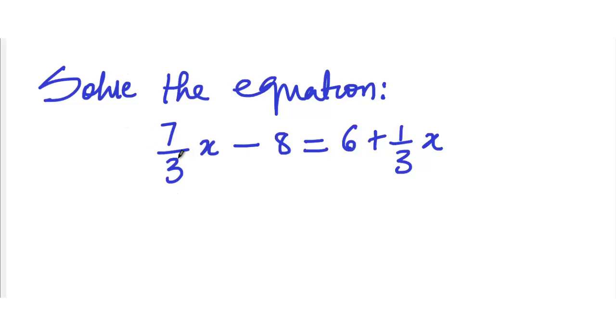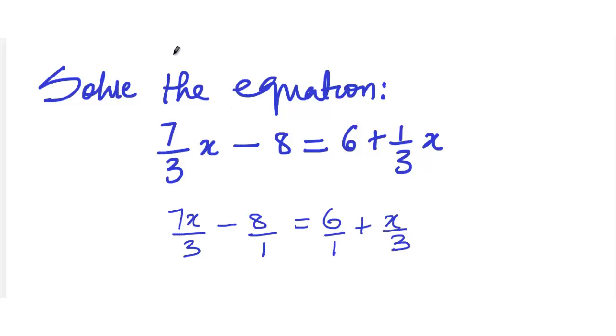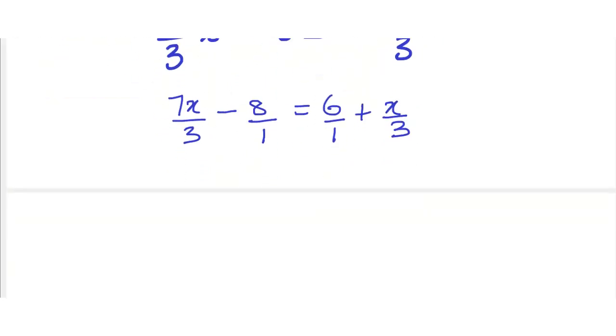So if I want to rewrite 7 over 3x, I can rewrite it as 7x over 3 minus 8 over 1 is equal to 6 over 1 plus 1 times x, that is x over 3. That is another way to rewrite this particular equation. So now let's collect like terms.